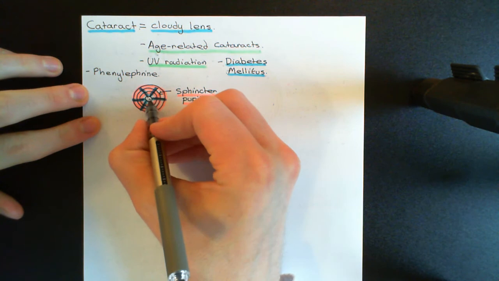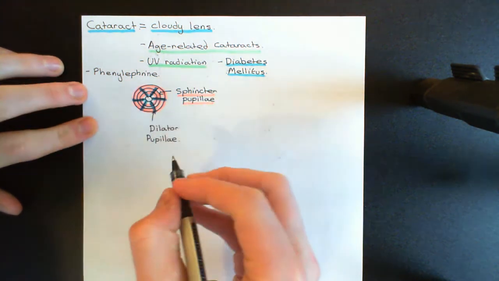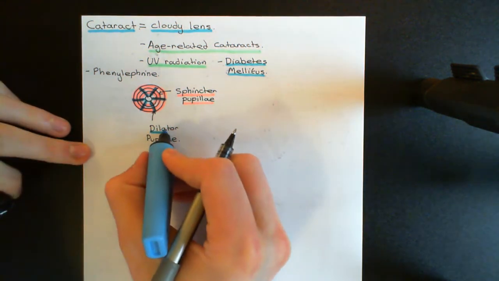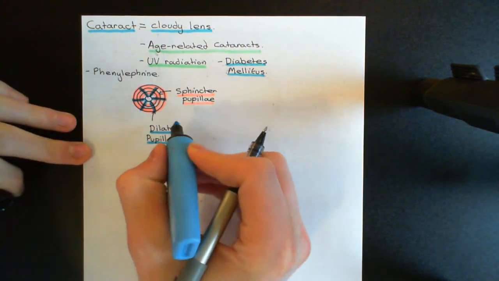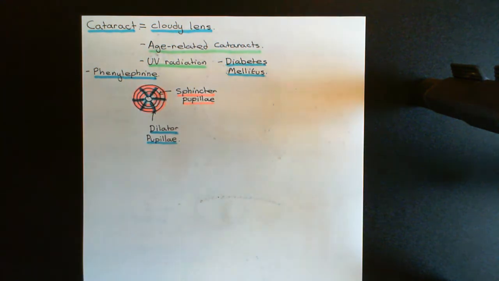If all of these contract, then they'll pull the pupil outwards like so and expand the pupil. So we want to activate the dilator pupillae muscles. And luckily there is a way of activating the dilator pupillae muscles without activating the sphincter pupillae muscles.